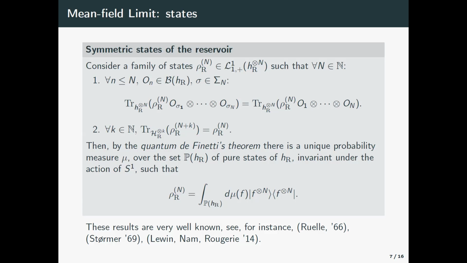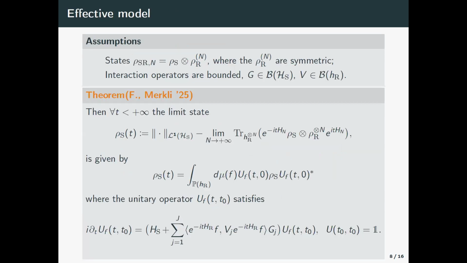These are very old results, very well known, and this is called the quantum de Finetti theorem, because it's an analog of the classical probability theorem, which tells us that there is a unique probability measure over the set of pure states, which is invariant under the unitary action, which represents all the density matrices by a unique measure. So this really goes back to Ruelle and Størmer, and more recently this has been further elucidated, even with a quantified version of this theorem, by Lewin and Rougerie. But I will do something much easier.